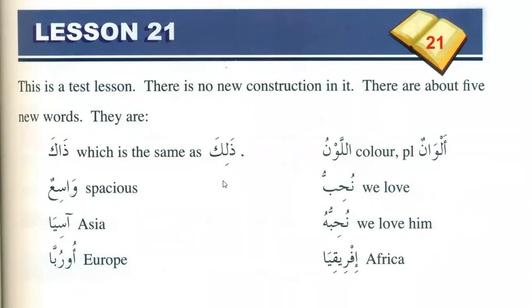Ifriqiya, Africa. Saqa, which is the same as Salika. Vazihun, spacious. Asia, Asia. Europe.